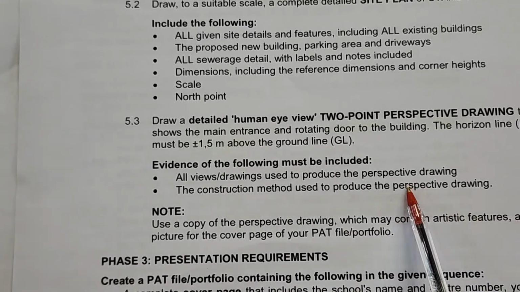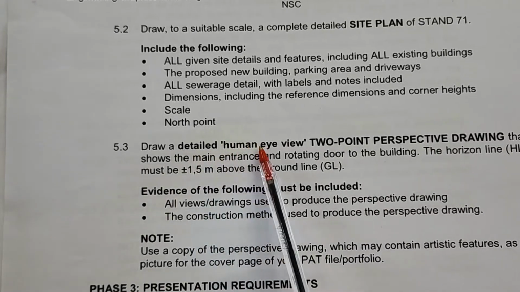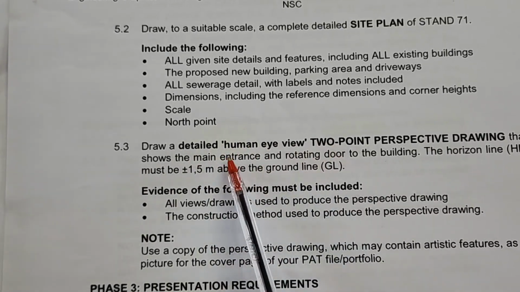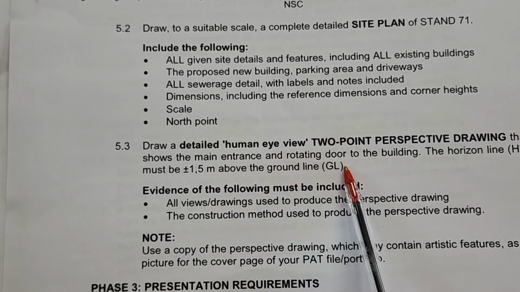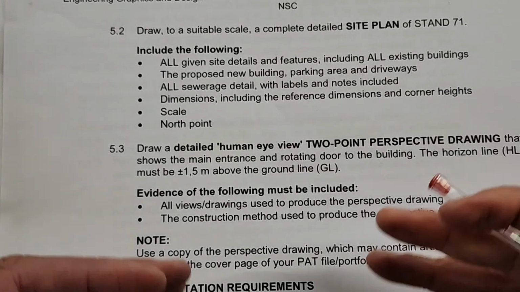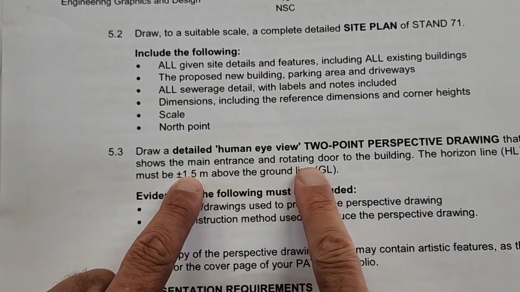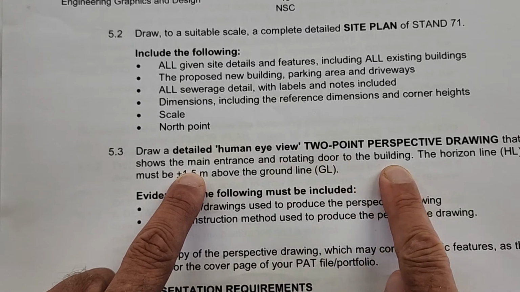All right. What do you have to draw in the 2-point perspective? You have to draw a detailed human eye view of the main entrance and rotating door. So it's literally you standing there in the parking area, almost looking at the entrance. They want to see what your eyes will see as you approach the entrance, the rotating doors, etc.